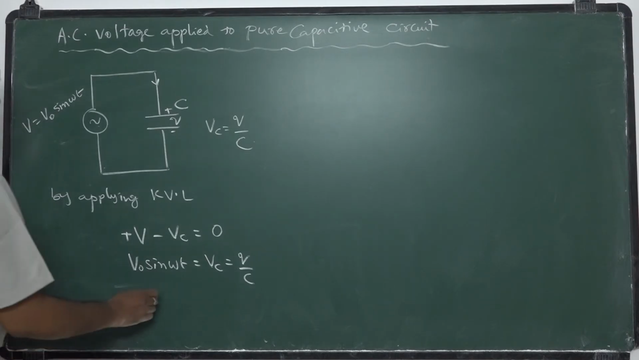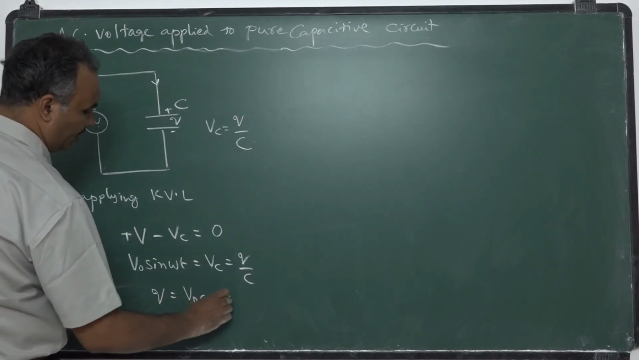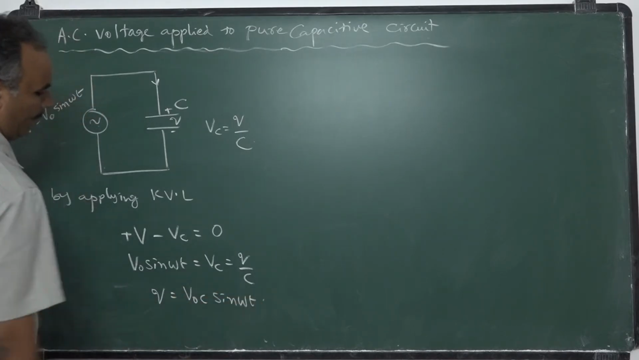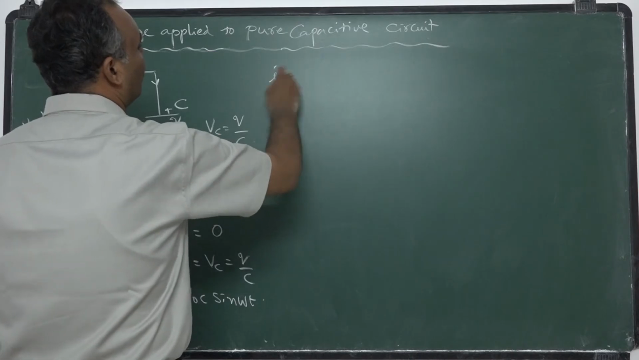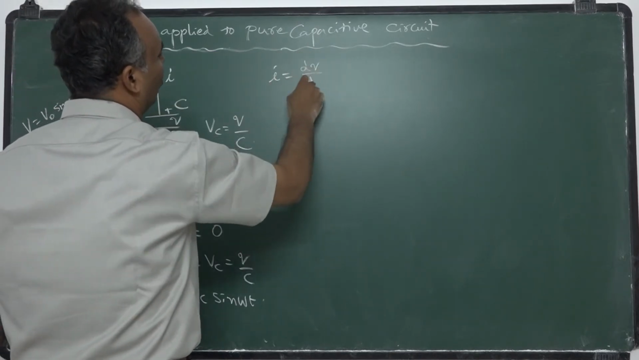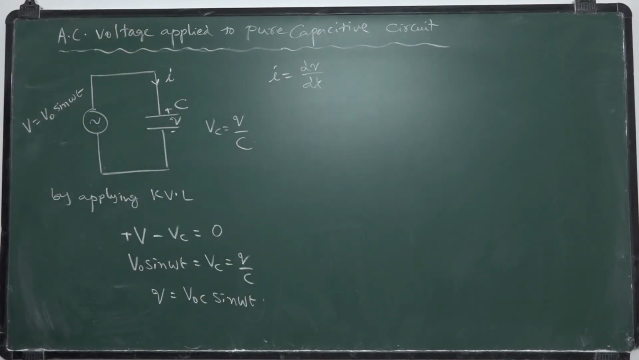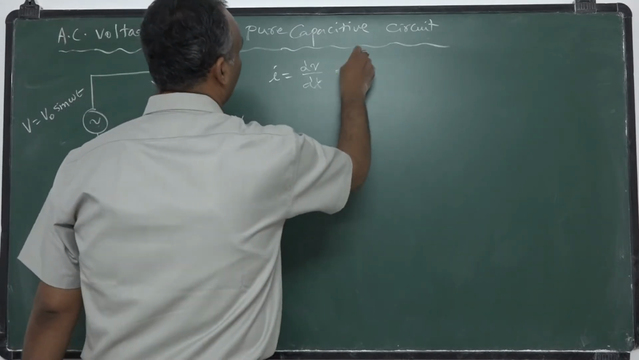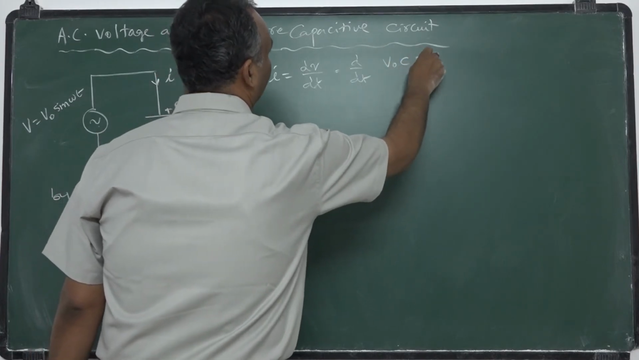Then the charge at a particular instant of time is given by V naught C sin omega t. Whenever I want to calculate the current passing through it, it can be calculated by taking the derivative of charge. The instantaneous current is given by the derivative of instantaneous charge, d by dt of V naught C sin omega t.